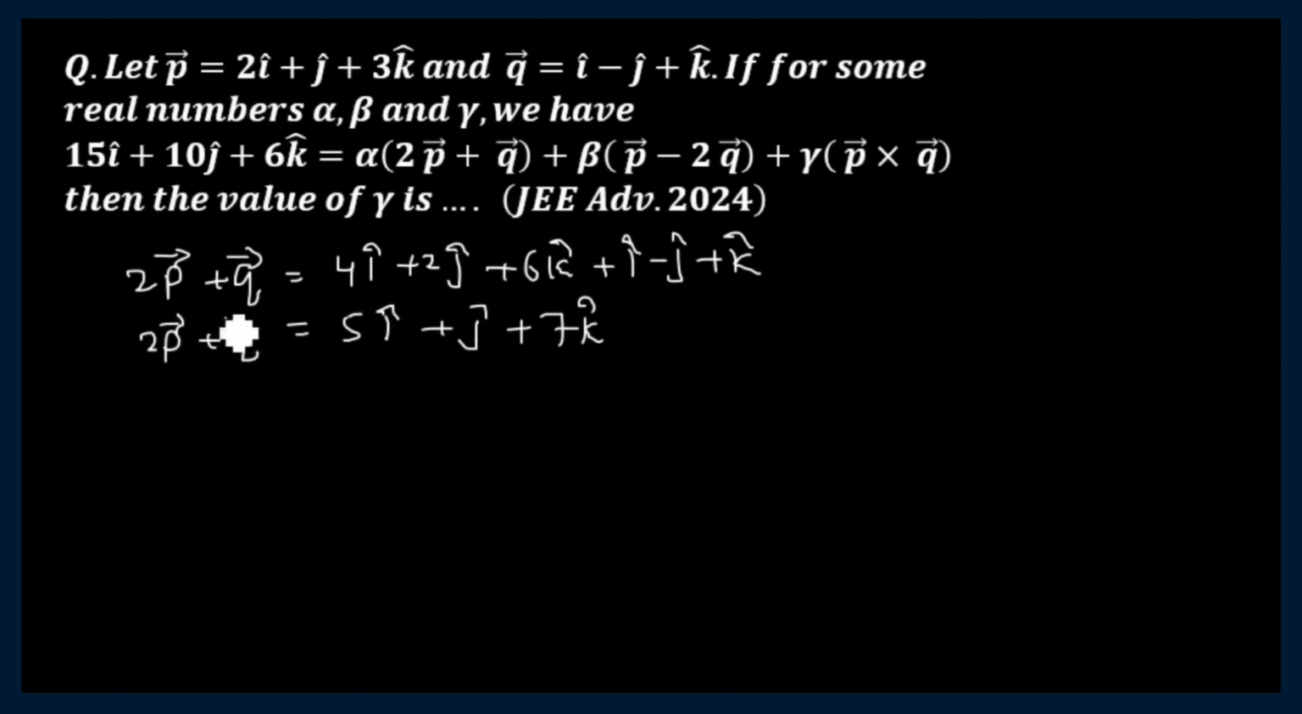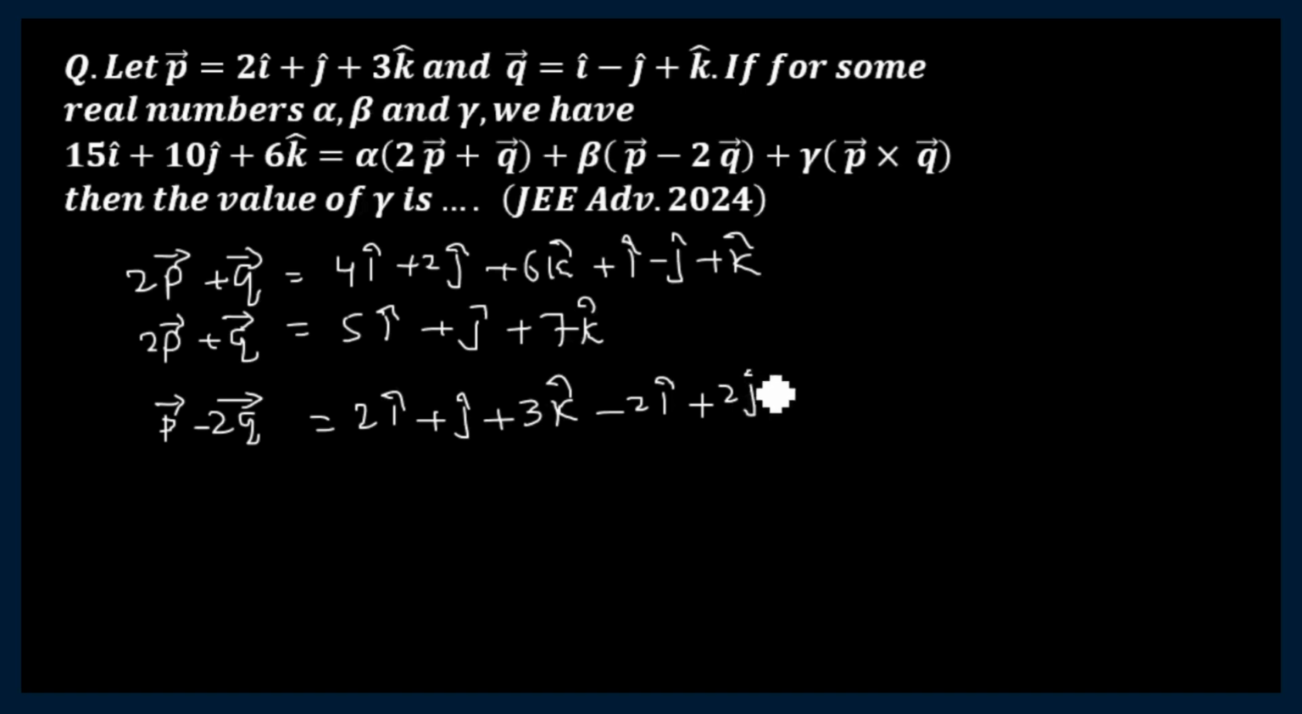Okay, next we have to find what? हमें next क्या find करना है? p vector minus 2q vector. So p vector we have here the 2i plus j plus 3k and minus 2q, so this will be minus 2i, right, plus 2j cap and minus 2k cap. So we get here what? The 2i and 2i, so this is basically 0i and j plus 2j, that is what? 3j, and 3k minus 2k, that is what? k. So p vector minus 2q vector.